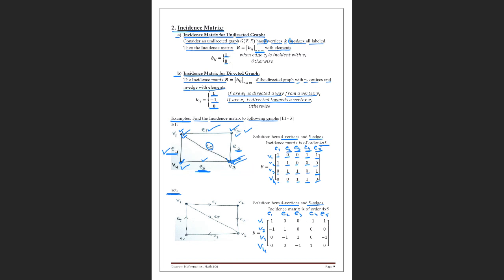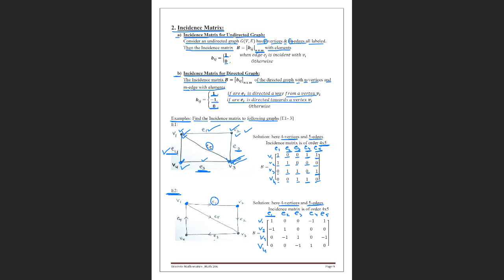Now look over here. See this vertex E1. Edge E1 is here, half edge E1. Okay, edge E1 here, so edge E1 is present between V1 and V2.